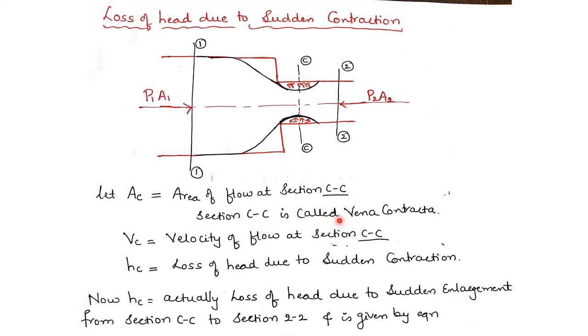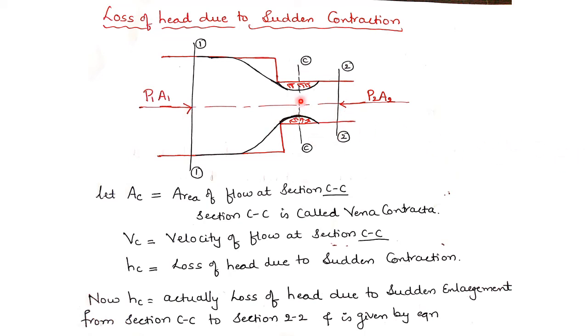The section CC is called the vena contracta, where VC will be the velocity of flow at section CC, and HC is the loss of head due to sudden contraction. Now, as I have explained, it is written here: HC is equal to the actual loss of head due to sudden enlargement from section CC to section 2. So we are concerned only with section CC and section 2 here.